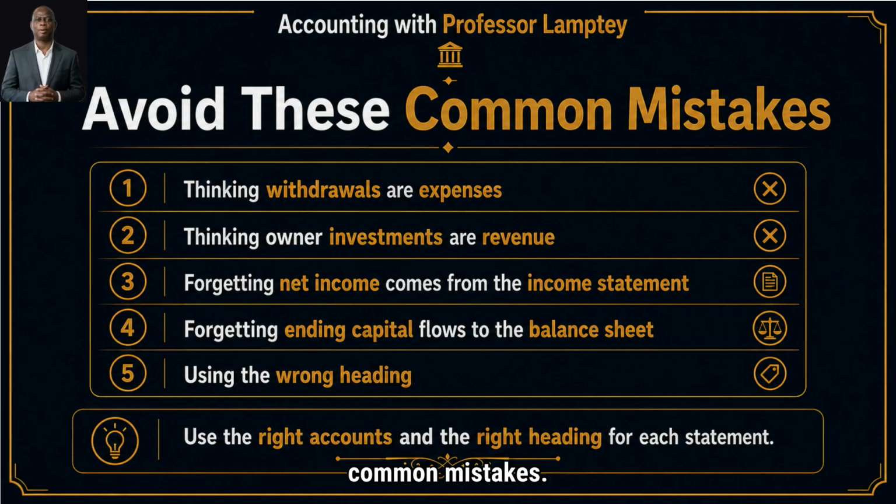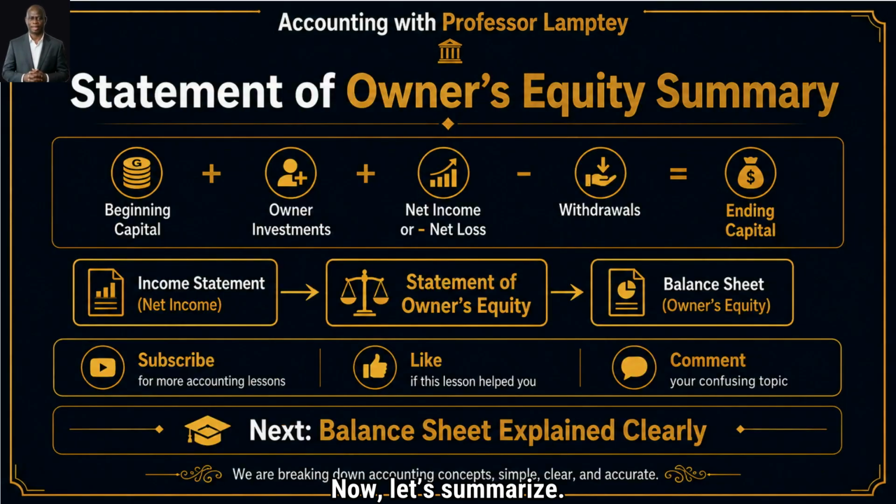Now, let's address some common mistakes. Mistake number 1, thinking withdrawals are expenses. They are not. Mistake number 2, thinking owner investments are revenue. They are not. Mistake number 3, forgetting that net income comes from the income statement. Mistake number 4, forgetting that ending capital flows to the balance sheet. Mistake number 5, using the wrong heading. The statement of owner's equity covers a period of time, so use for the month ended or for the year ended.